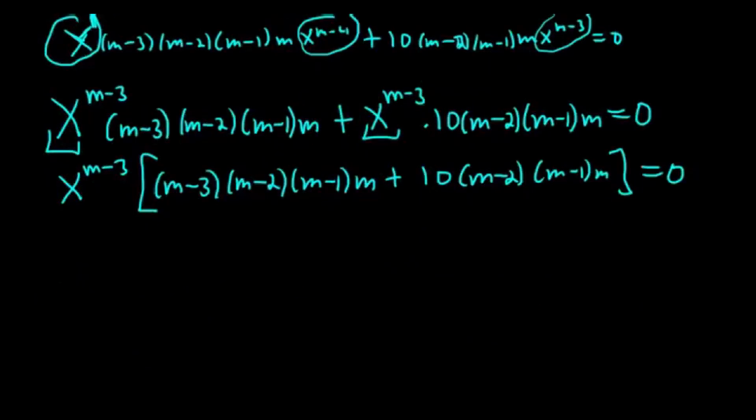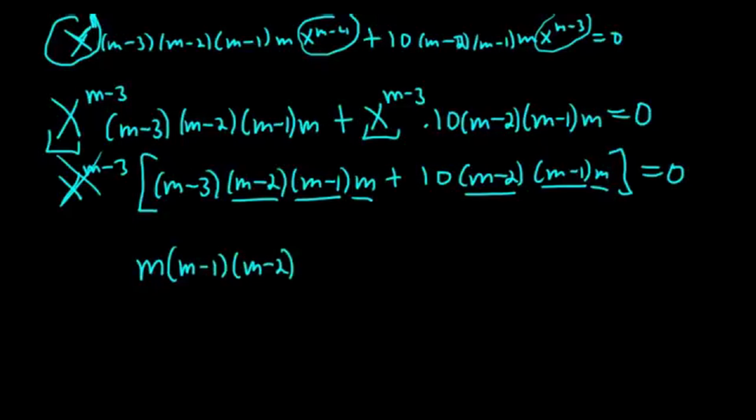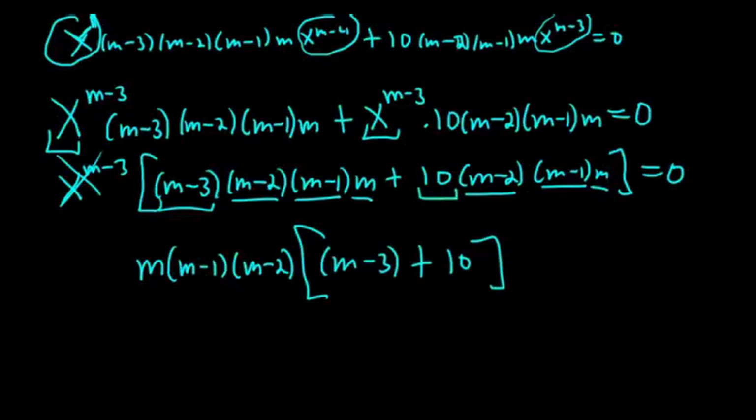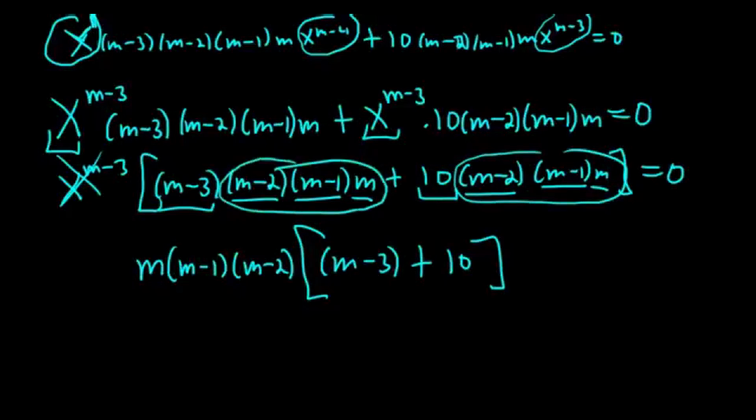We can divide by the x to the m minus 3, so I'm just going to go ahead and cross it out. And then here we have to figure out what to do. We have m, m minus 1, m minus 2 in both terms. Let's pull that out. So if we factor those out, we have m minus 3 plus 10. Yeah, that works, right? We're just pulling this out and pulling this out, and that leaves us with m minus 3 and 10. Beautiful stuff, and that's equal to 0.